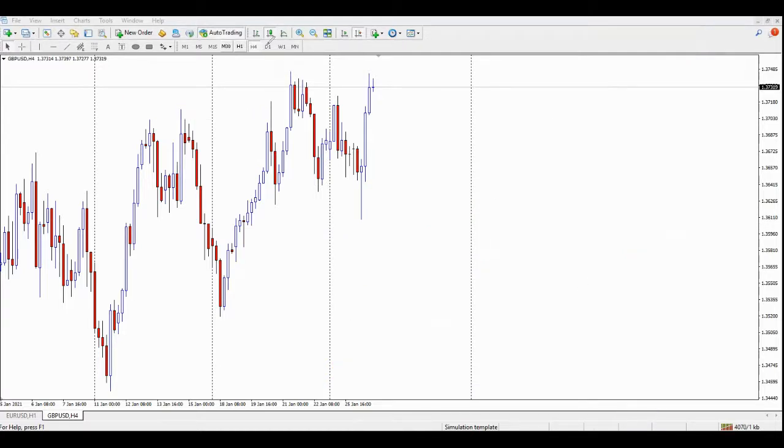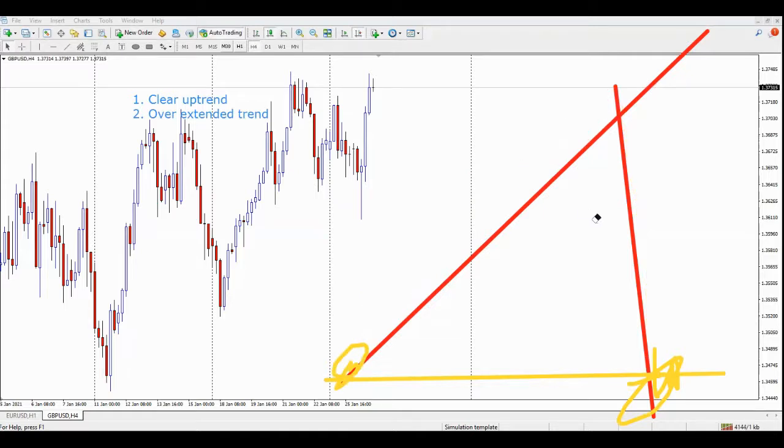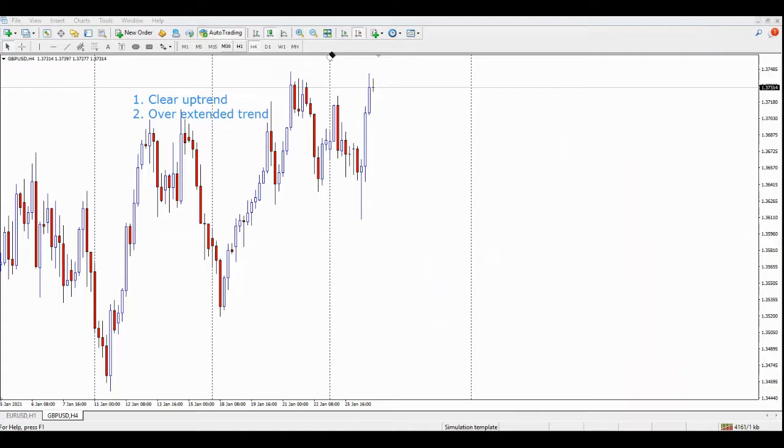And then, undo is my undo button. Okay, and then another thing that you want, number 3, you want a high. Then number 4, you look for equal highs. And then you look for a neckline, number 5.